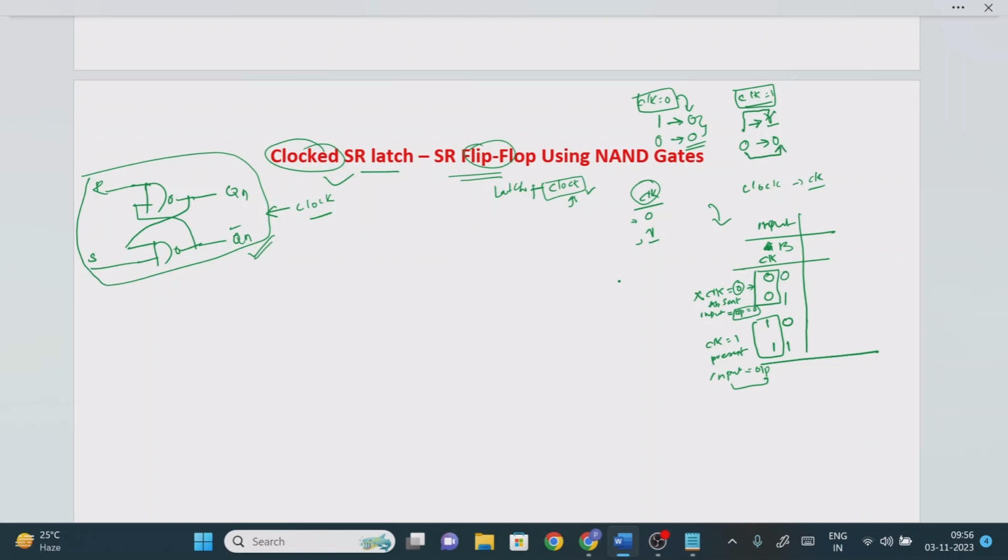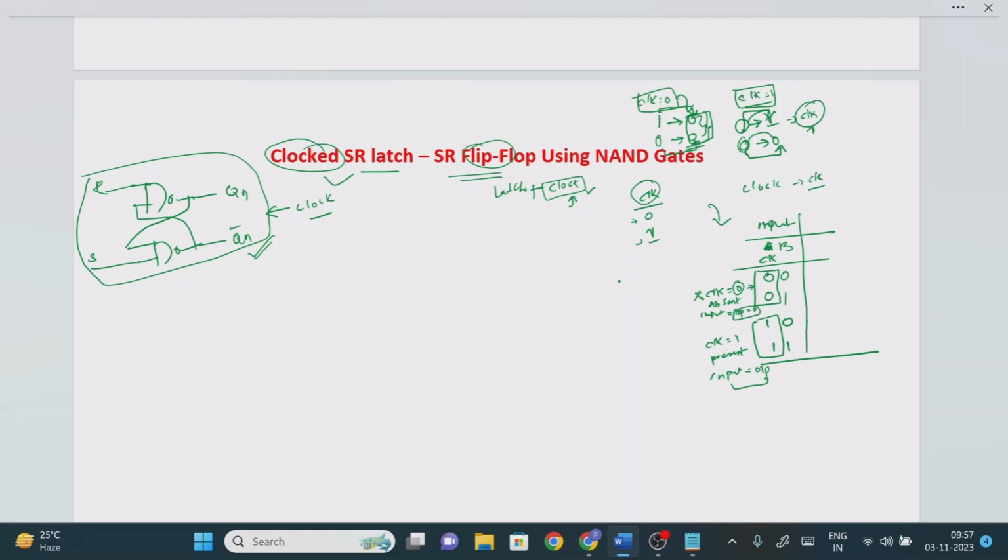But in case of clock equal to 0, even if 1 is stored, it should not give any value. If something is stored, it should not give any value. So absence means 0, presence means the input will be equal to the output value. So based on this, we need to design the logic circuit diagram.